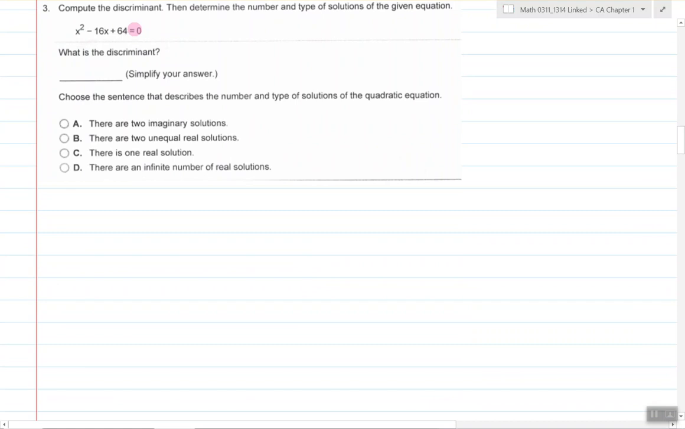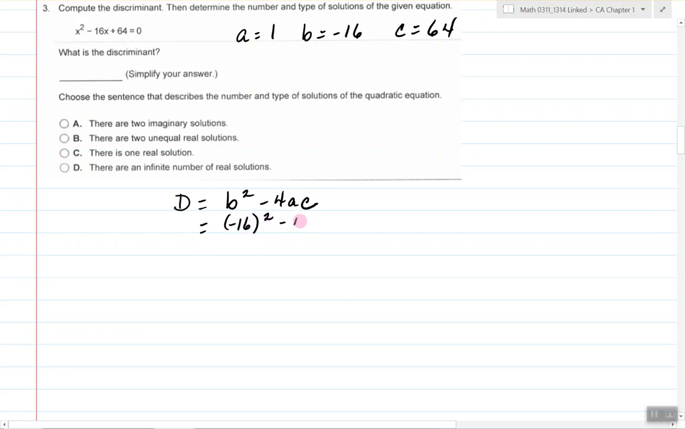I'm given general form again. A is 1, B is negative 16, C is 64. D is equal to B squared minus 4AC. So it is, in parentheses, negative 16 squared minus 4 times 1 times 64. That gives me 256 minus 256, which is 0. When a discriminant is 0, you only get one, and it is real, solution.